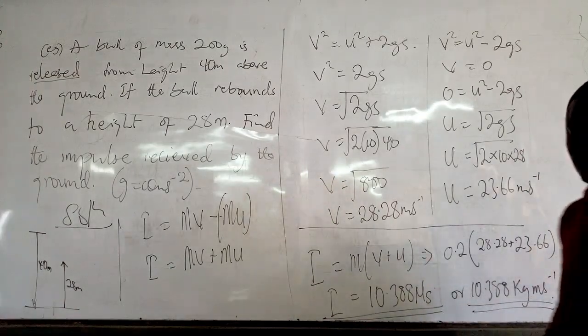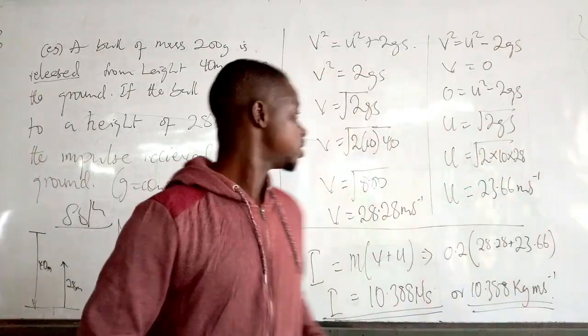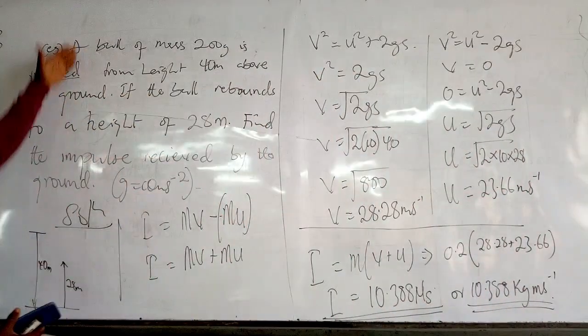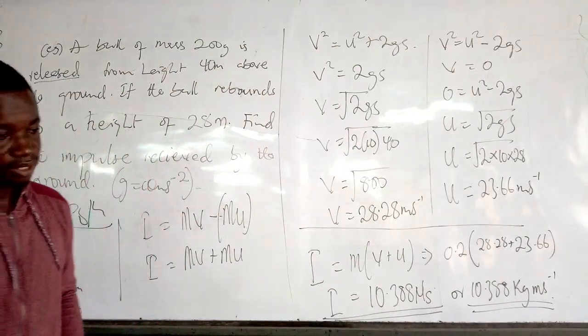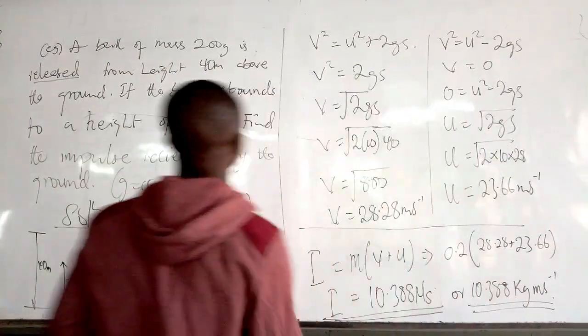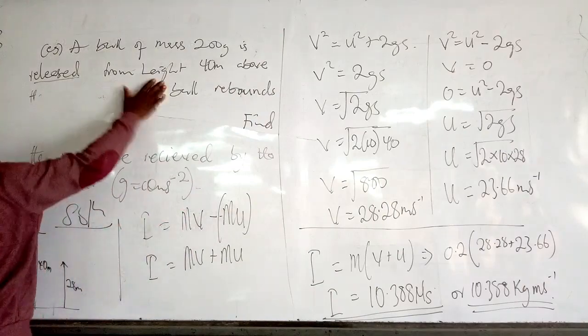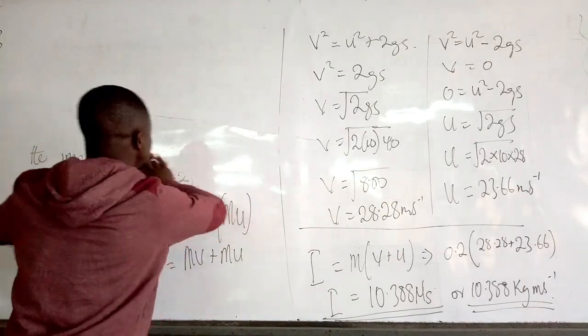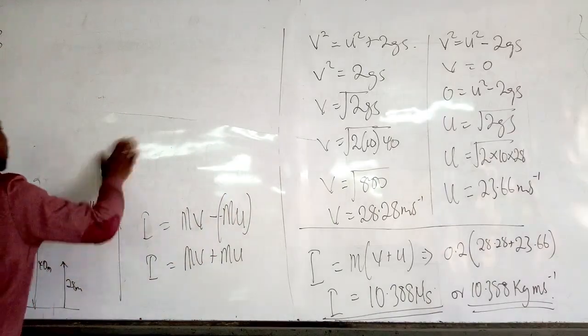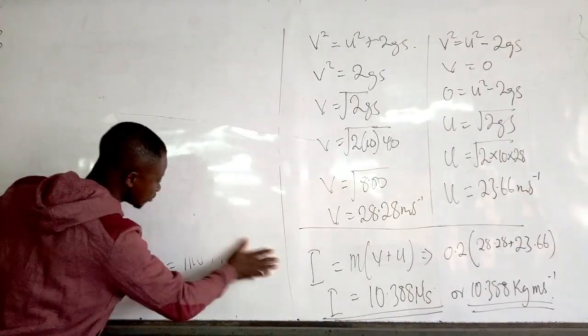This is how it can also be written. That's another unit for impulse. So when we are given a question like this, this is how we go through it. Let's look at one last question on the principle of collision.